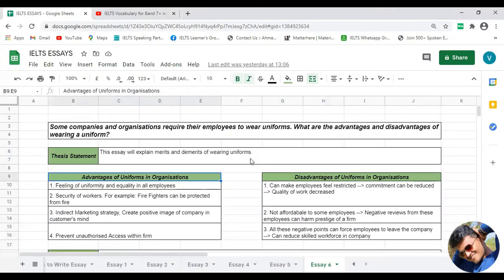As per our thesis statement, in our body paragraph number one, we are going to discuss advantages of uniform within the organization. So just, friends, ask yourself, if one organization makes a rule that each and every employee has to wear a uniform, then what are the advantages from the perspective of organization? And what are the advantages from the perspective of employees also? So those all points can be included within this particular paragraph.